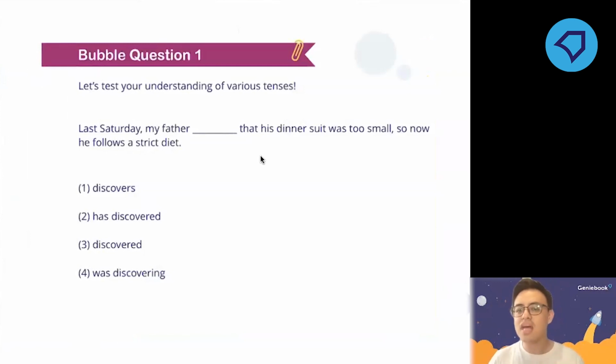Okay, bubble number 1. Last Saturday, my father discovered that his dinner suit was too small, so now he follows a strict diet. Let's look at the results. There are 35 of you who got this wrong, which is quite a sizable number. Boys and girls, pay attention to this. Last Saturday is past tense. Discovers is present tense. Has discovered is present perfect.